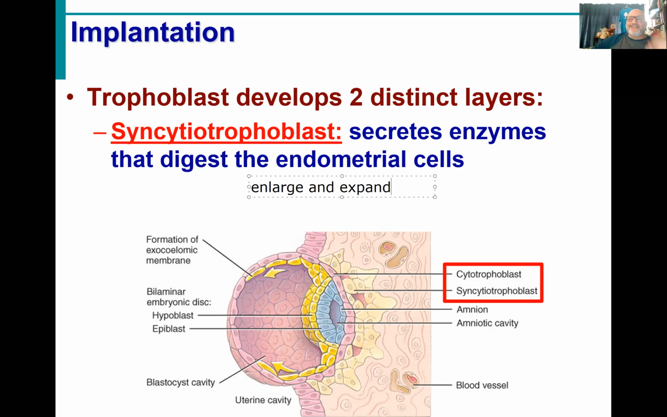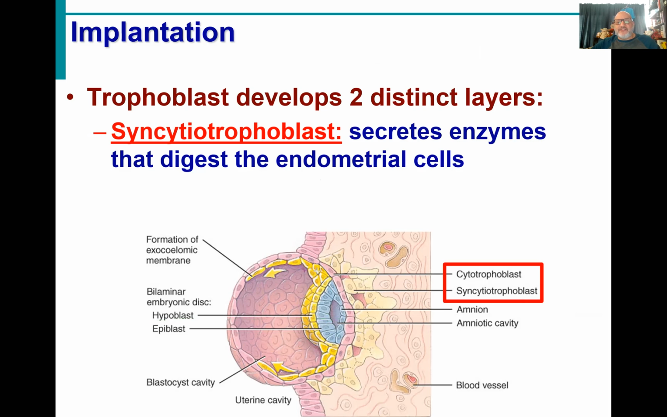And they secrete digestive enzymes. And these digestive enzymes start to digest away the functional layer of the uterine wall. This allows the embryo, or literally blastocyst at this point, to start to embed itself within the wall, but also hollowing out the functional layer is ultimately going to lead to the development of the placenta as well.